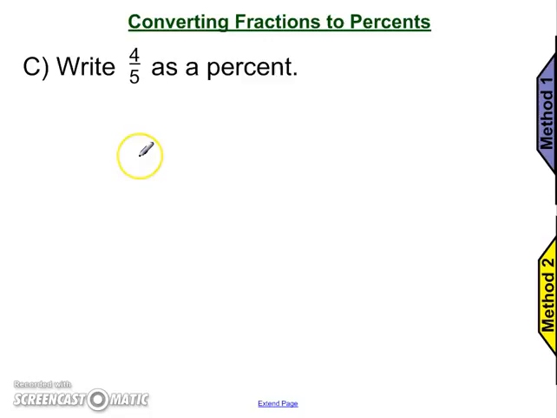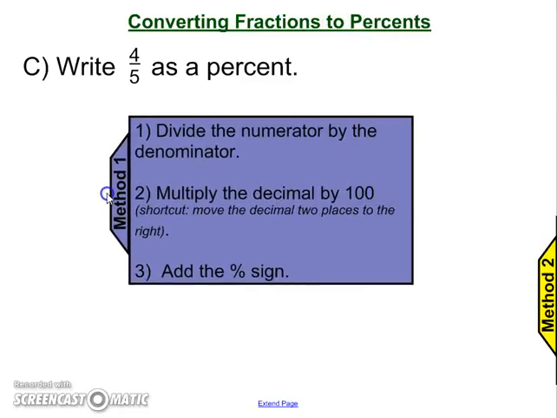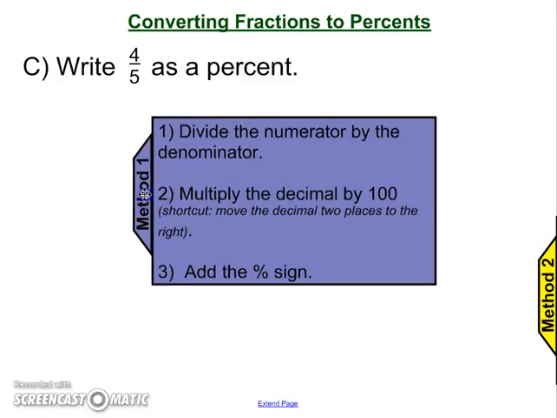All right, so now we're going to go a different direction. We're going to convert fractions to percentages. And again, I have a couple methods that we can use. The first method is to divide the numerator by the denominator. So we'll do some long division, and then we'll take that number and multiply by 100 again. This is similar to the shortcut we had in the previous slide when we move the decimal 2 places to the right. That's the shortcut, and then we stick on the percent sign.